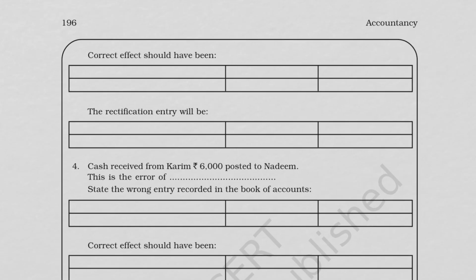Let us see the correct entry. It should have been cash account debit 15,000 to sales rupees 15,000. So the rectification entry would be commission account debit 15,000 to sales 15,000. Because commission was wrongly credited, so we'll debit the commission, and sales should have been credited, so we'll credit the sales.